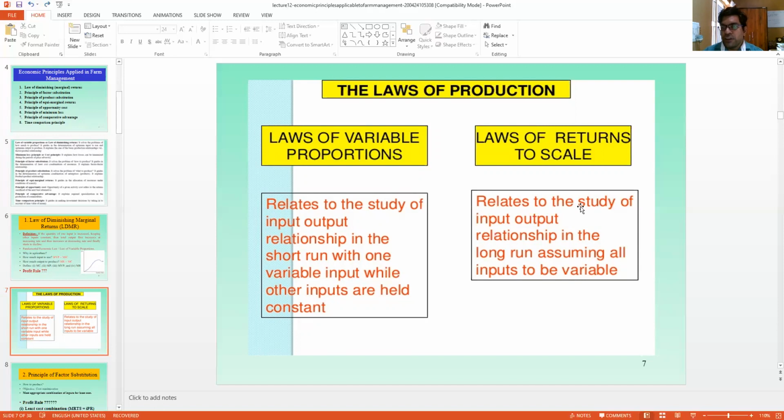So now we have to see what is the behavior of output when all inputs are changed simultaneously. This is what is called the law of returns to scale, when all inputs are variable. In the other case, only one input is variable, ceteris paribus, keeping other inputs constant. So this is the production law which we have seen.